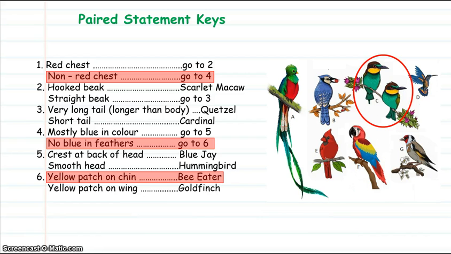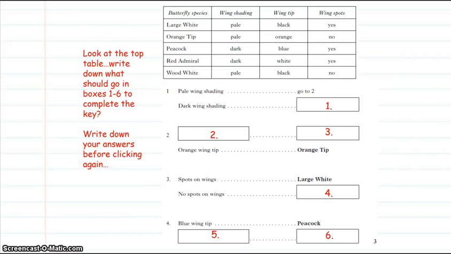And it does have a yellow patch on the chin, so we can identify those birds as bee eaters. A typical question you may get in the exam relating to paired statement keys is to be given a table of information and then being asked to complete the paired statement key. So why not have a look at the information here, have a go at answering 1 to 6, and then pausing the video and see if you get the answers correct.